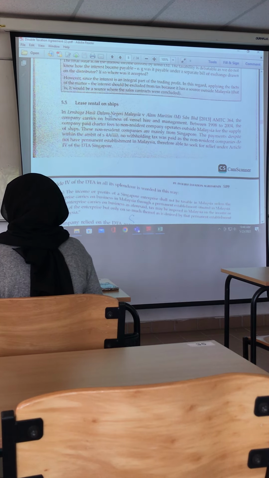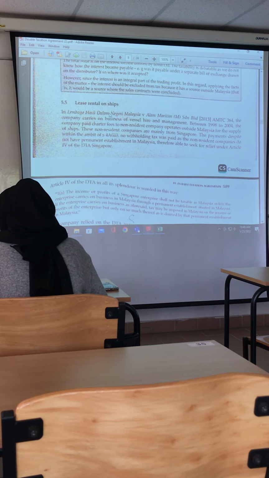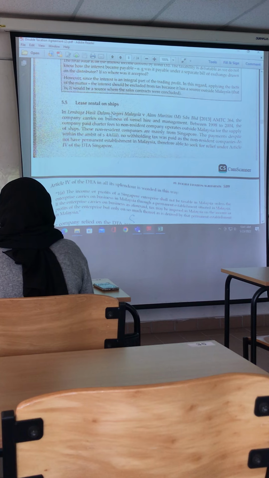So special class of income, section 4BA has A1, 2 and 3. Roman 1 is on the installation. 2 is on the technical advice, supervisory, all that. Number 3 is on the rental of movable properties. So we're talking about lease rental on ships. So ship rental, rental on ships. That one is under section 4BA.